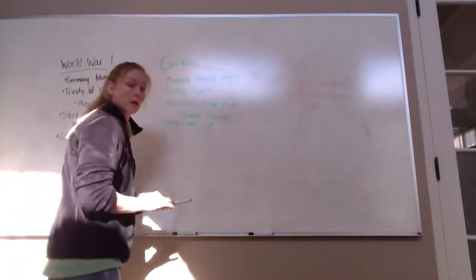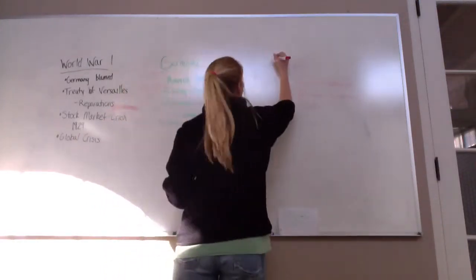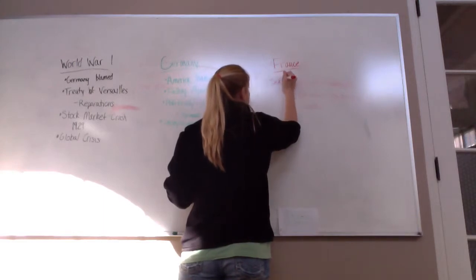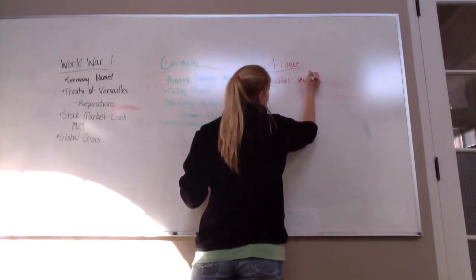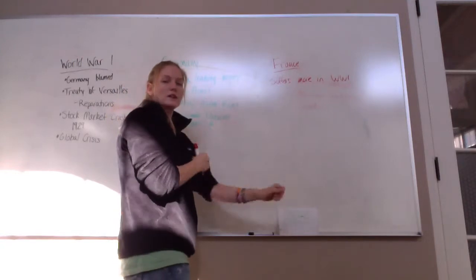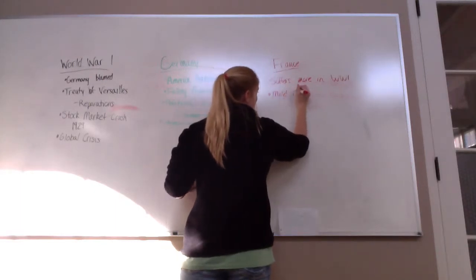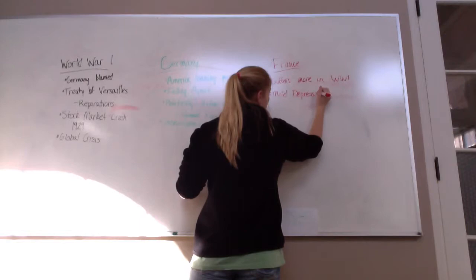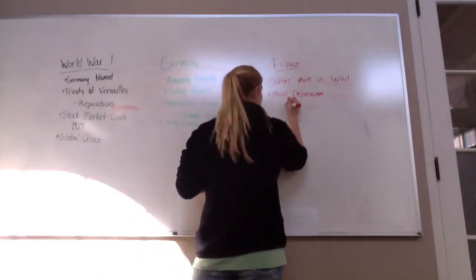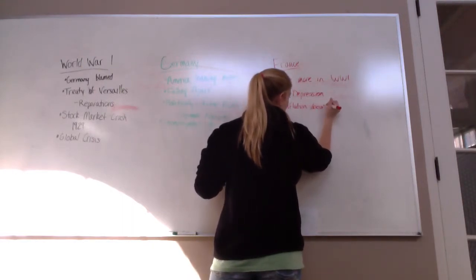The other country we talked about a lot was France. So France is hurt more in World War I, suffers more in World War I, and their Great Depression in France is much milder. So, mild depression. The depression is much more mild in France because inflation never soars. Inflation doesn't soar.